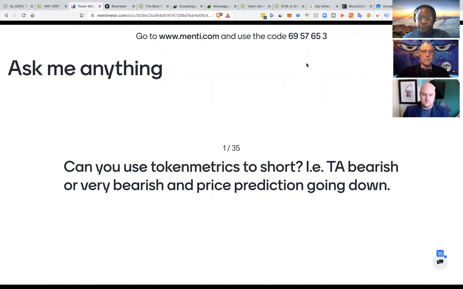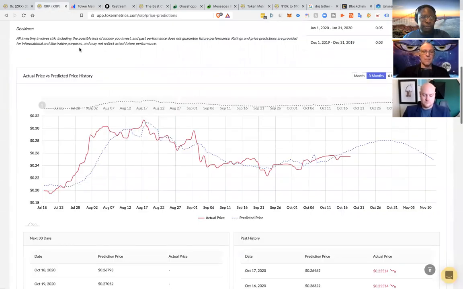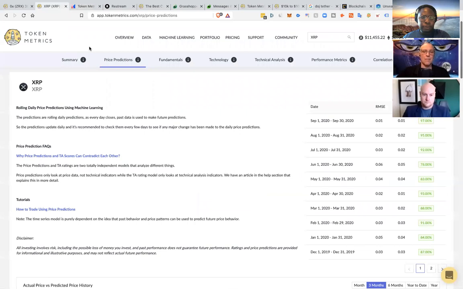So first question, can you use Token Metrics to short, i.e. technical analysis bearish or very bearish and price prediction going down? Yes, you can use Token Metrics to short. Now, I personally don't really short coins, but if that's something that floats your boat, that is possible. Let me show you how you can do that.